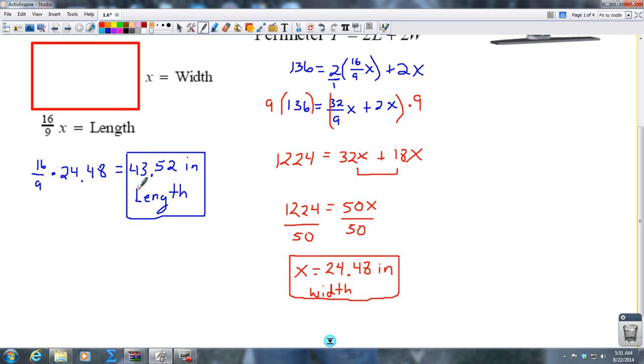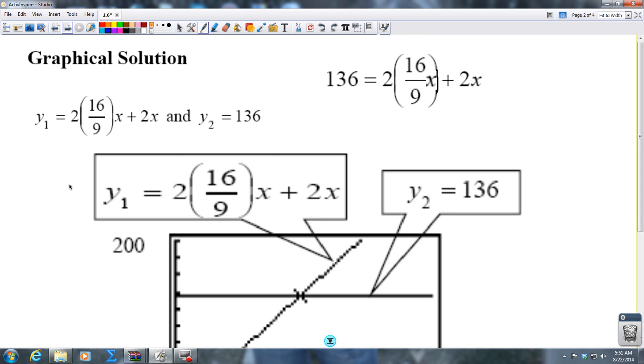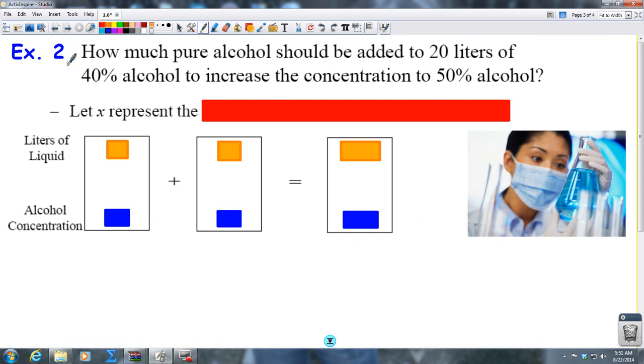Now we're going to go on to the second question. Second example. This one says, example 2, how much pure alcohol should be added to 20 liters of 40% alcohol to increase the concentration to 50% alcohol? First of all, you have to read the question and figure out what exactly you're looking for. At the top it says how much pure alcohol should be added.